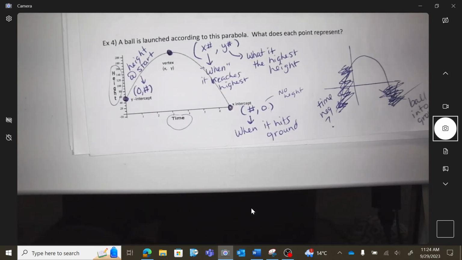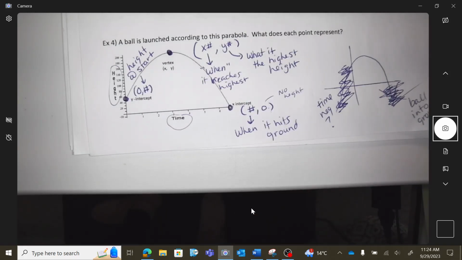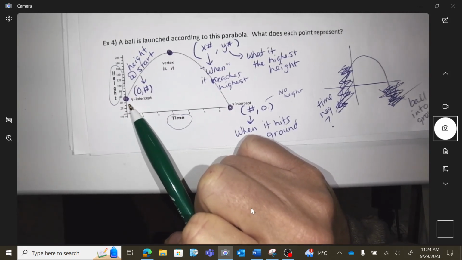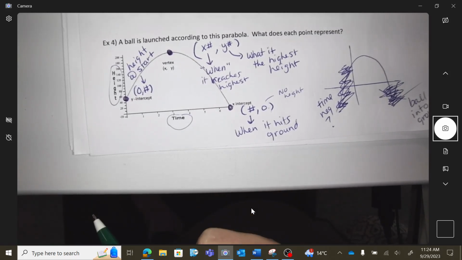Okay, so that is on your test. An explanation. So when I ask you on the test, I don't want you to say the y-intercept is 50. I want you to say the y-intercept represents what? Words. Give me words.